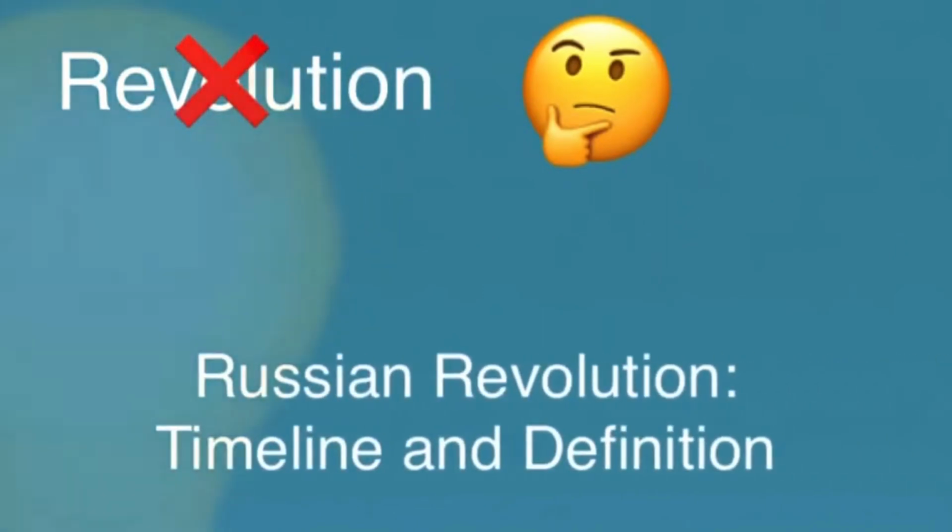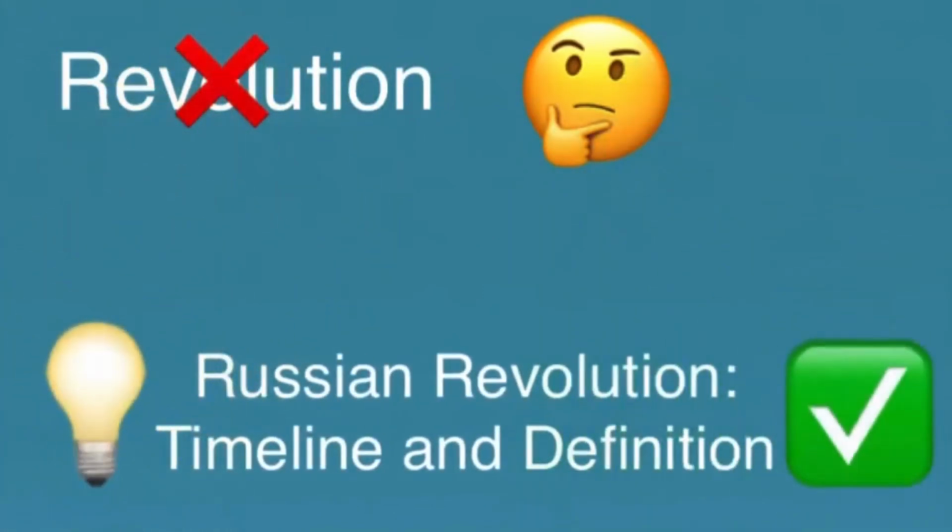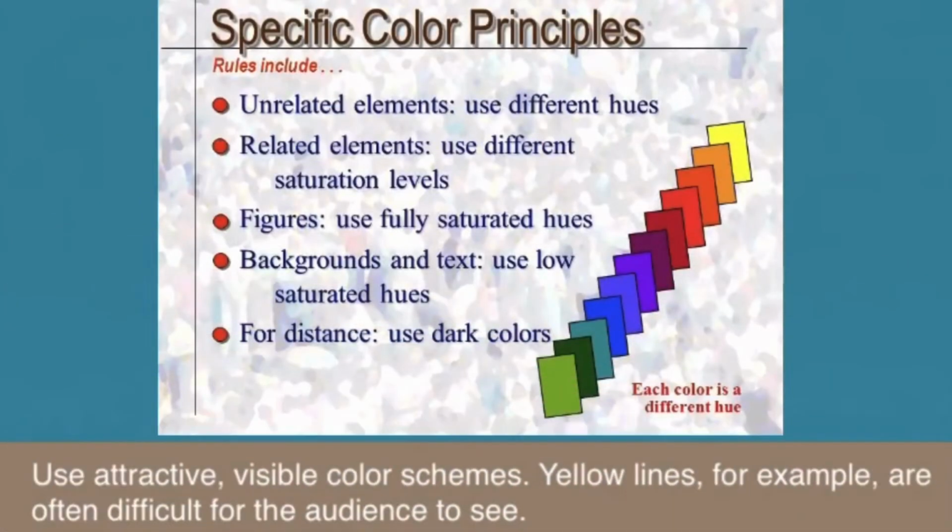Use short, informative titles and labels. A short phrase is easier to understand than a single word. Use attractive, visible color schemes. Yellow lines, for example, are often difficult for the audience to see.